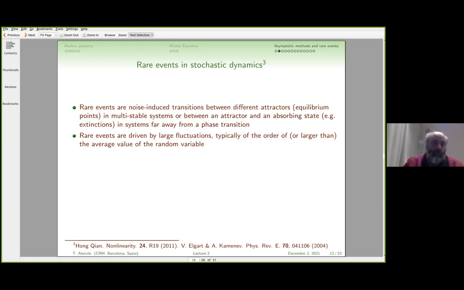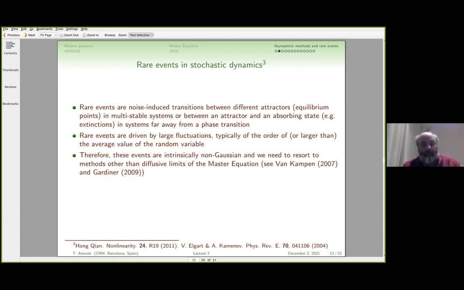Usually, at least the kind of rare events that I'm going to talk about today are driven by large fluctuations, typically of the same order as the average value of the random variable. We are not talking about statistical fluctuations around some mean, but about global changes that change the state of the system in a very significant way. These events are intrinsically non-Gaussian, so we need to resort to methods other than diffusive limits of the master equation.